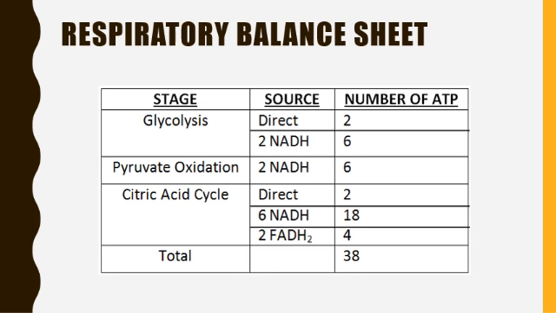After completing the complete steps of aerobic and anaerobic respiration, here we have a respiratory balance sheet of aerobic respiration, showing how much energy we have gained. In glycolysis, we can see that we have only 2 ATPs directly given to us, and 2 NADH. So 2 multiplied by 3 is equal to 6 ATP, as we have discussed in our electron transport system. Then the pyruvate oxidation, means the gateway step or the linking step, in which again 2 NADH are formed. So 2 multiplied by 3 is equal to 6 ATP.